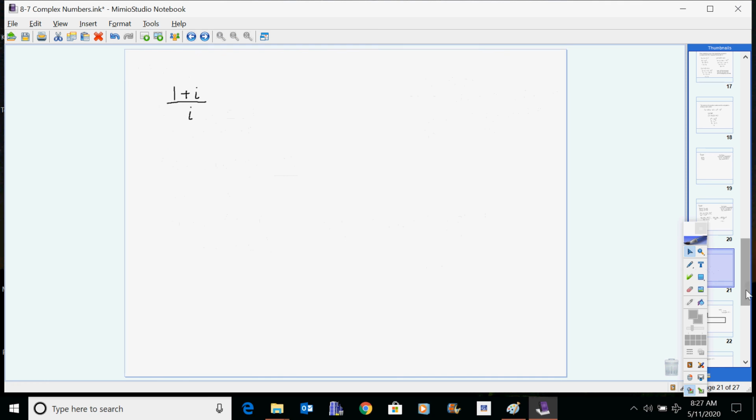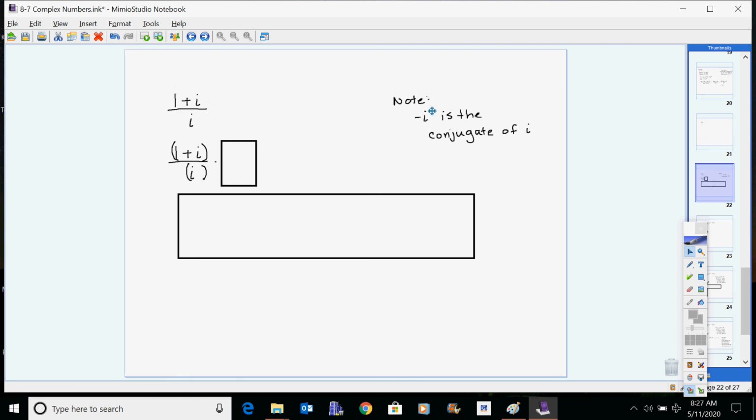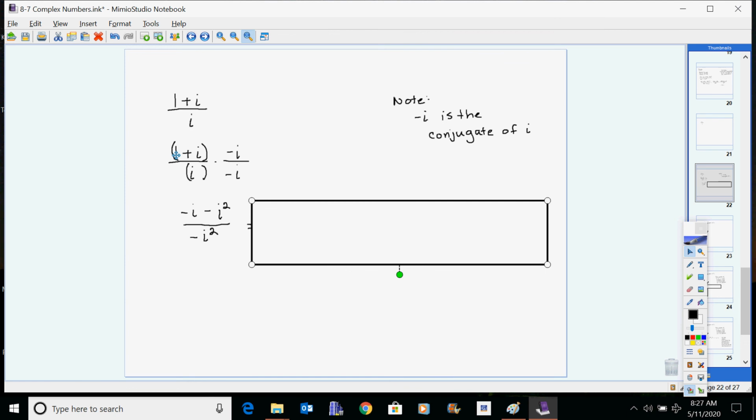Here we have a conjugate of the denominator. This is really 0 plus i. So that means our conjugate is 0 minus i, and 0 minus i is just minus i. So our conjugate that we're multiplying numerator and denominator by is negative i. When I distribute that in, I got a negative i squared in the denominator, and I have this i that got distributed here.